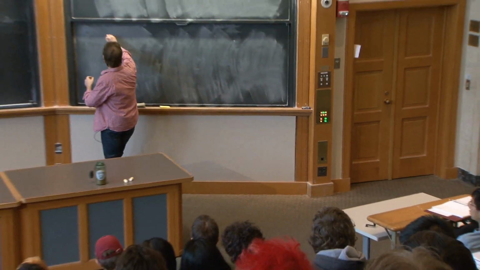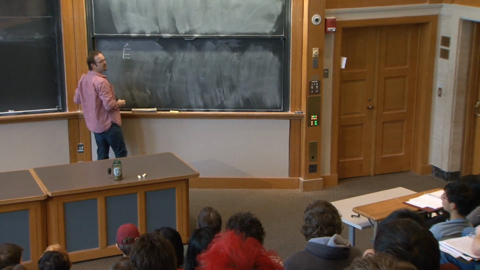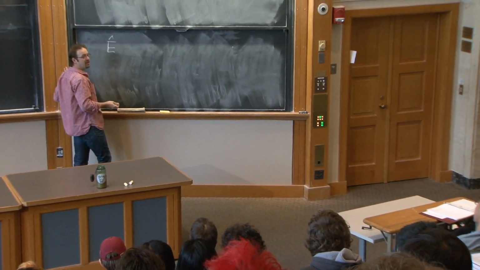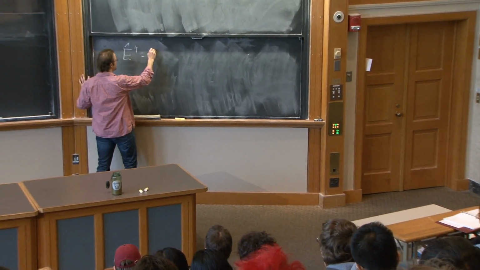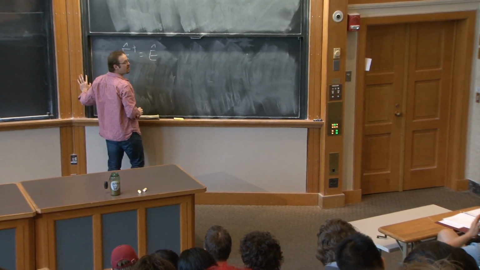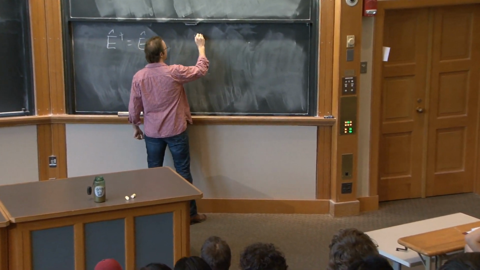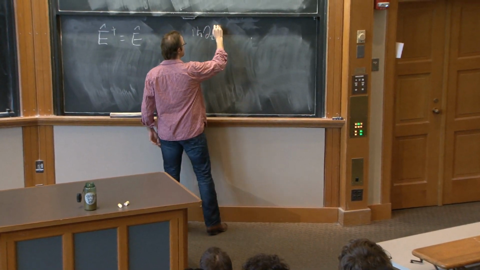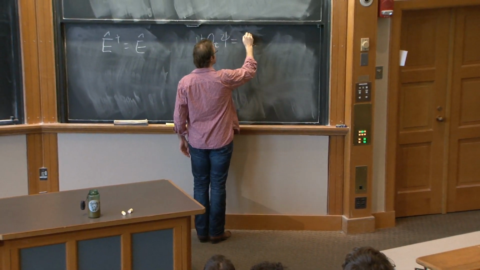So if we know that the energy operator is Hermitian, what is that telling us? Well, it tells us a lot of things. It tells us the energy eigenvalues are real. That's good. So E dagger is equal to E. But it tells us something else. Remember that the Schrödinger equation is i h bar dt on psi is equal to E on psi.